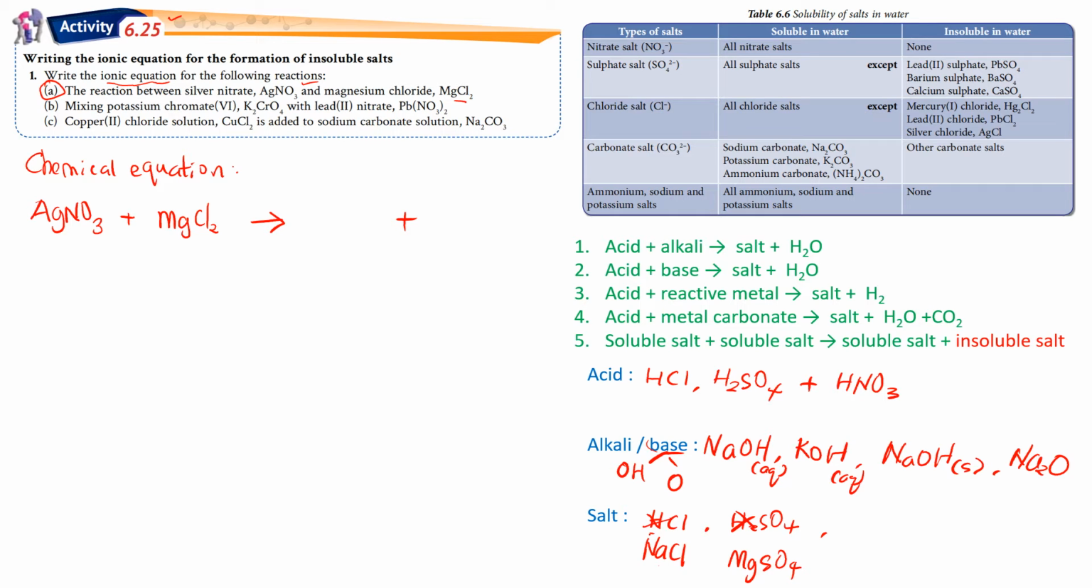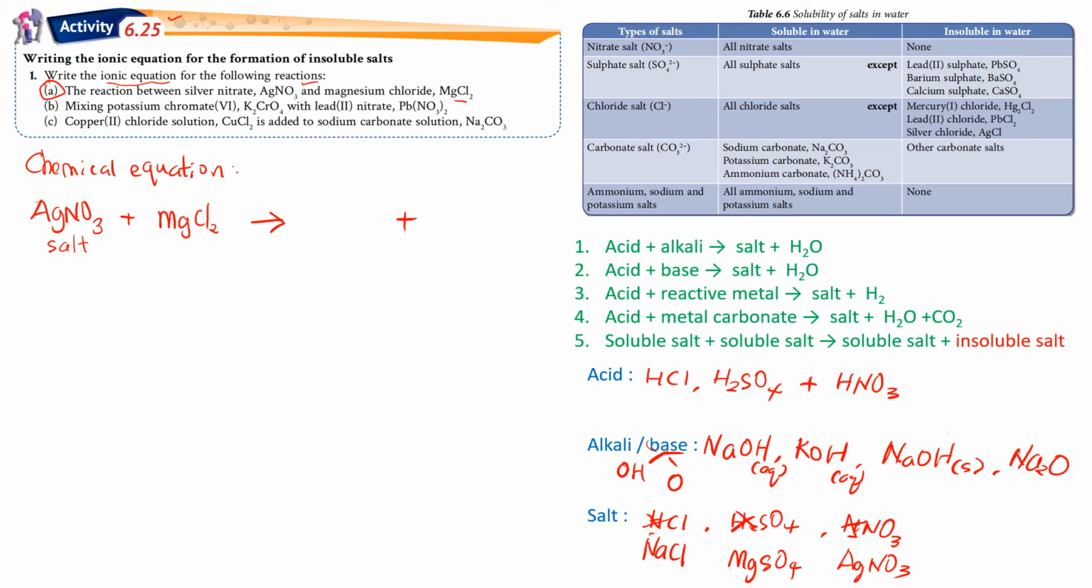Now we look at the questions. Silver nitrate: silver is a metal, and nitric acid is the acid here. HNO3 is an acid because it consists of hydrogen. It's nitric acid, but when the hydrogen is displaced by silver, it becomes silver nitrate. Now this one we call a salt. So silver nitrate is a salt.